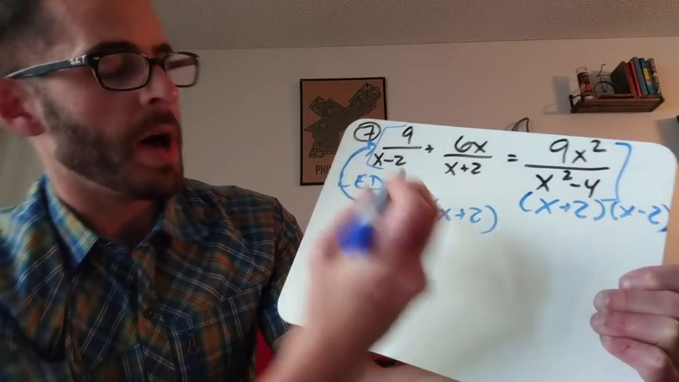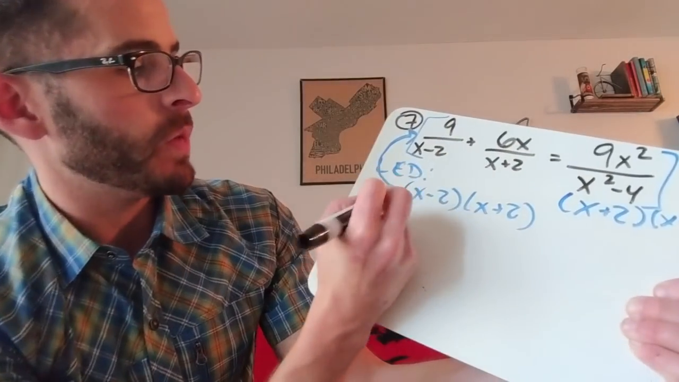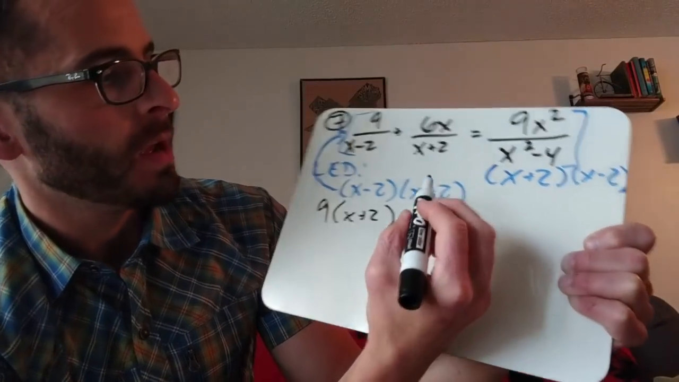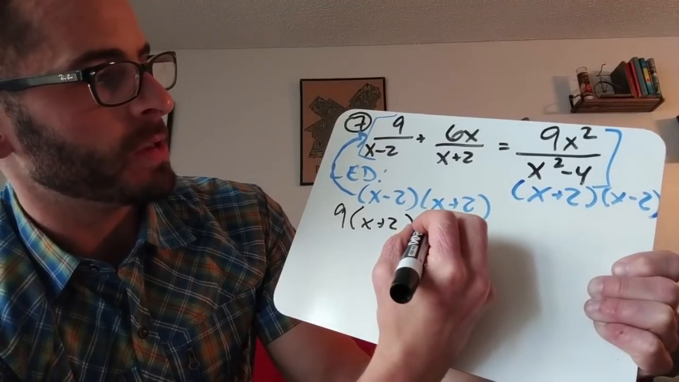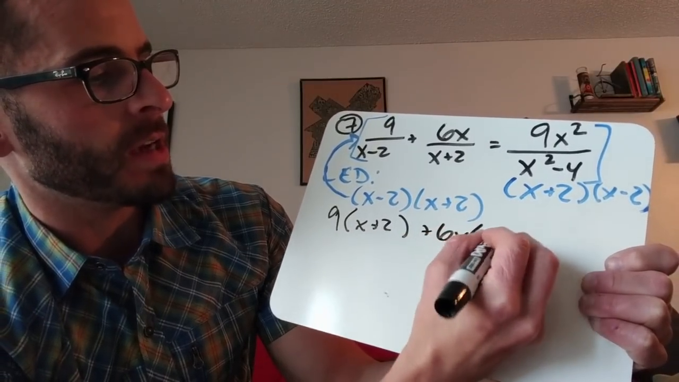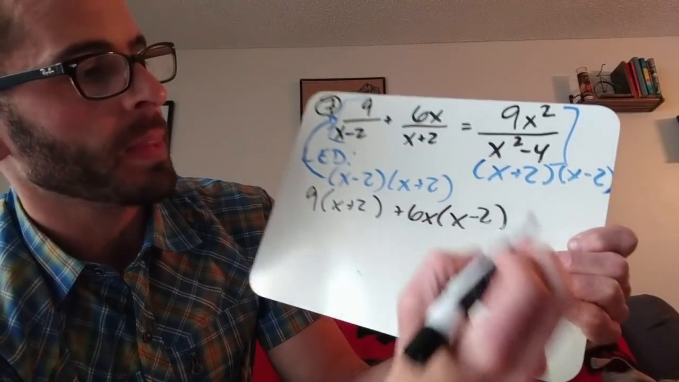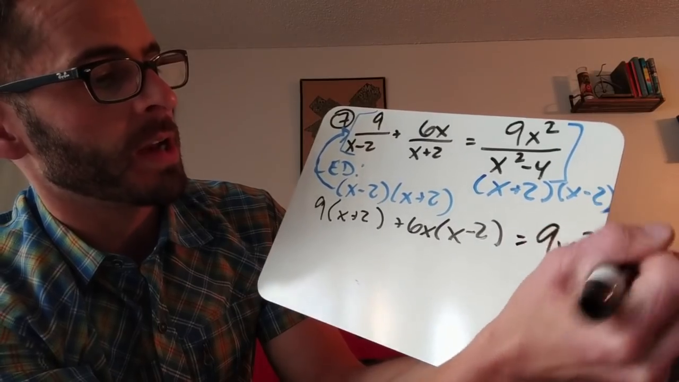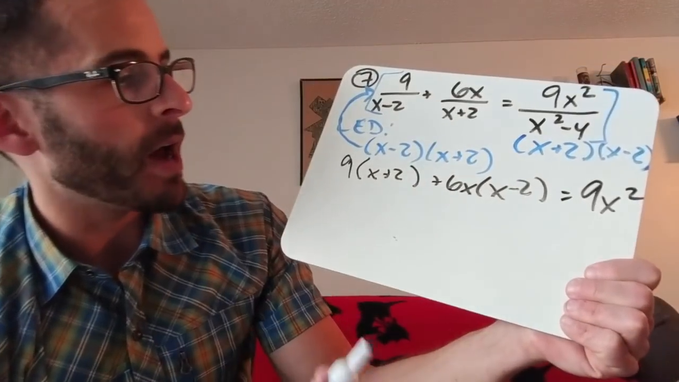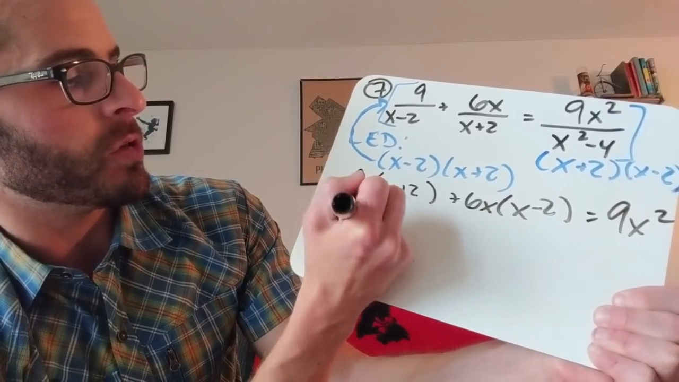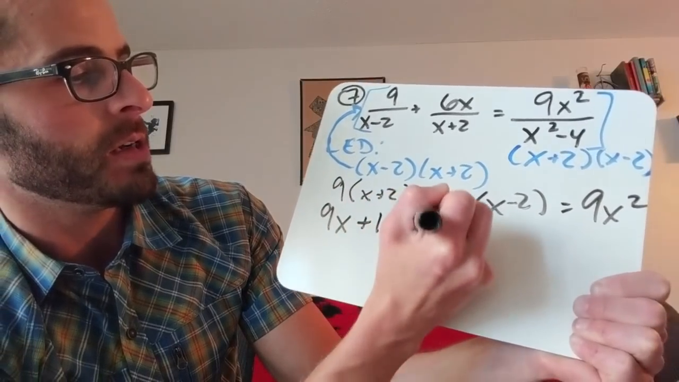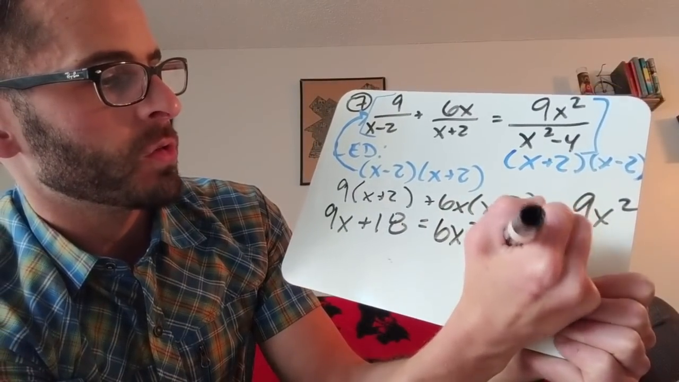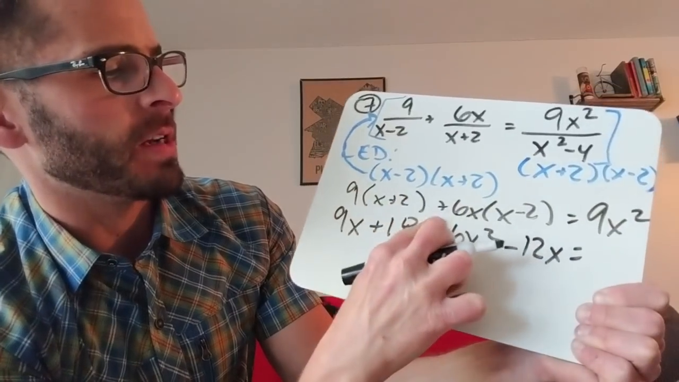When I do that, the x minus 2's cancel out, so I'm left with 9 times the quantity x plus 2. When I multiply it over here, the x plus 2's cancel out, so I'm left with 6x times the quantity x minus 2. And then when I multiply it over here, the whole denominator cancels out, and that equals 9x squared. So now I got to do some combining of like terms. Let's distribute. 9x plus 18 equals 6x squared minus 12x. Oh, sorry, that's not an equal sign, that's a plus sign.